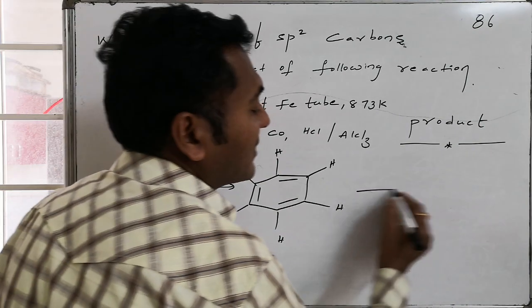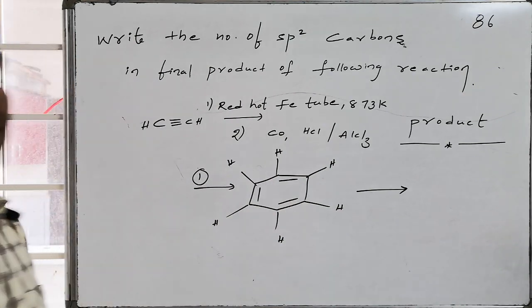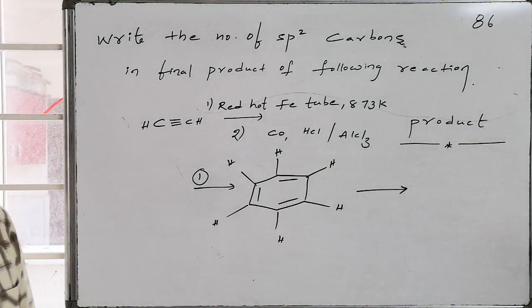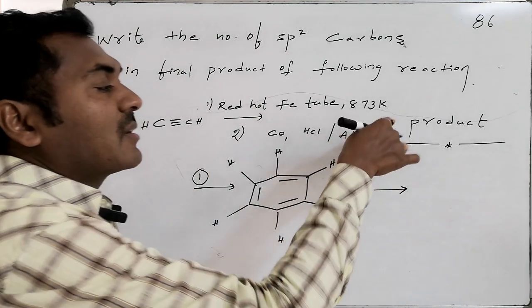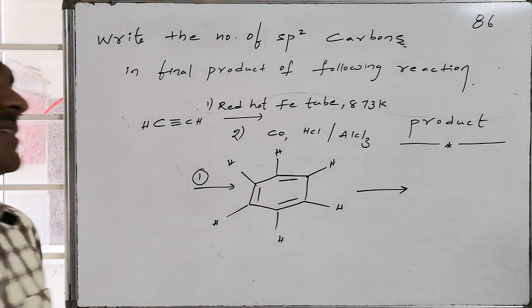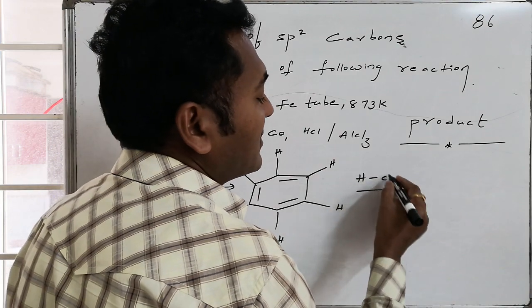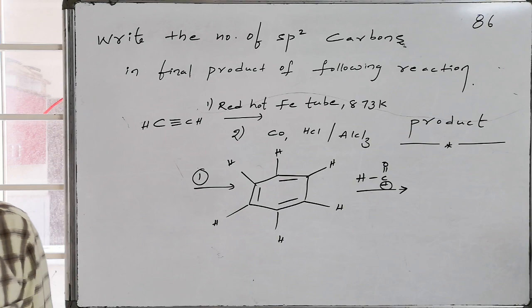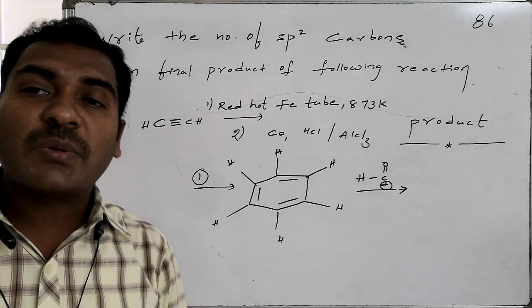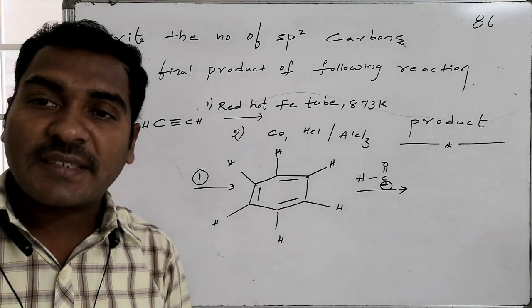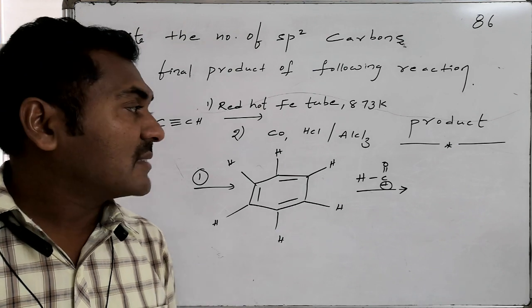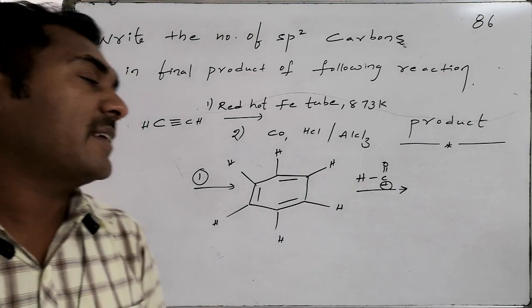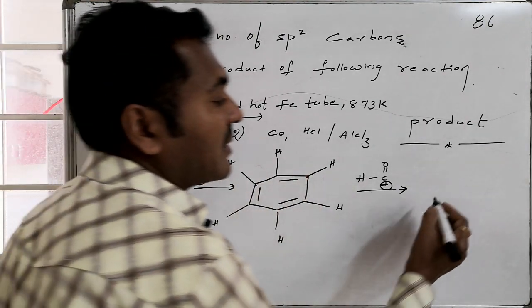Whereas this benzene on reaction with carbon monoxide followed by HCl generates formyl chloride. This formyl chloride on reaction with aluminium chloride generates the formyl cation, because AlCl3 is acting as a Lewis acid and it liberates the Cl as Cl minus. As a result of elimination of Cl minus, it is converted to the formyl cation. This reaction is known as Gattermann reaction.